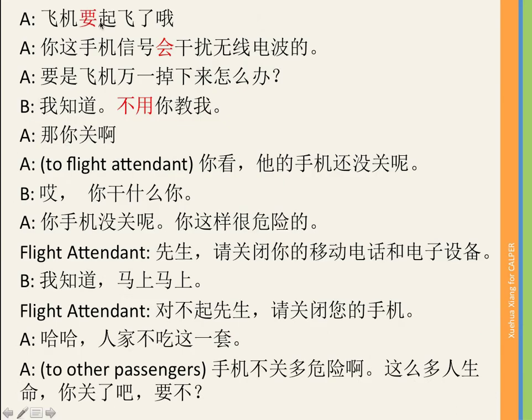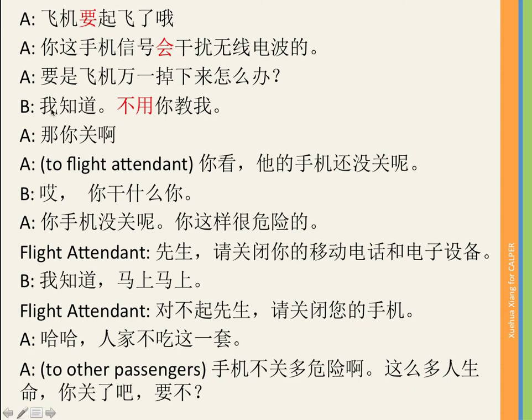飞机要起飞了. So the plane is about to take off. 要 helps convey the idea of about to. It's scheduled to do it. There's no ambivalence about it. It's just gonna happen. 你这手机信号 your signal of the cell phone 会 it will. It's gonna, this is a tendency. It 干扰 it's gonna interfere with the waves of the control tower. 无线电波。要是飞机万一掉下来怎么办 So what if the plane drops from the sky because of your cell phone signal?